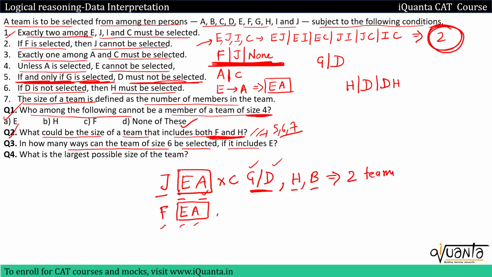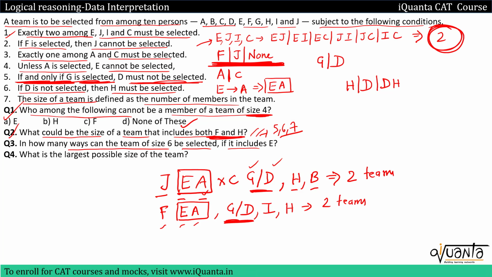Now again 1 out of GD has to be selected. I have to make sure that 2 out of EJIC must be selected. Since A has been selected, we cannot select C. So let me select I. Because I cannot select J as well because F has been selected already. I need one more guy. It can be H. So yes, in this case also, in one team I will have G, in one I will have D. So yes, 2 teams are again possible from here.